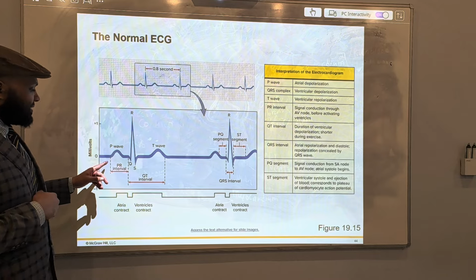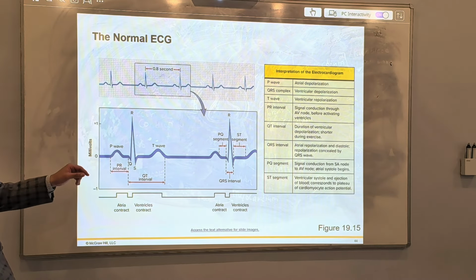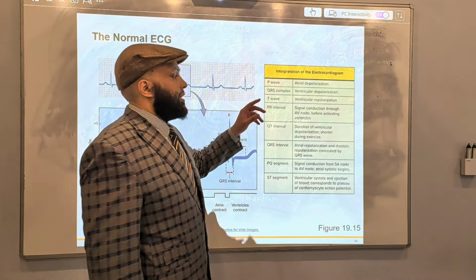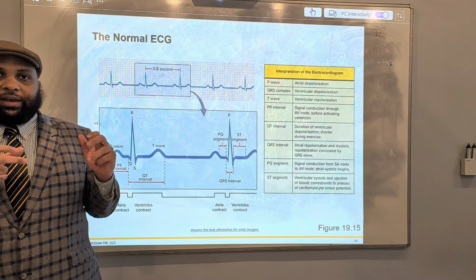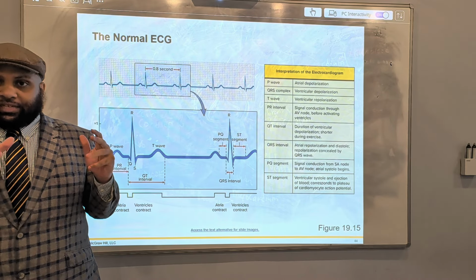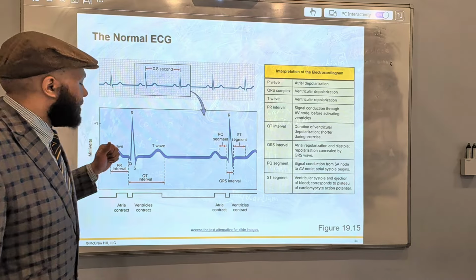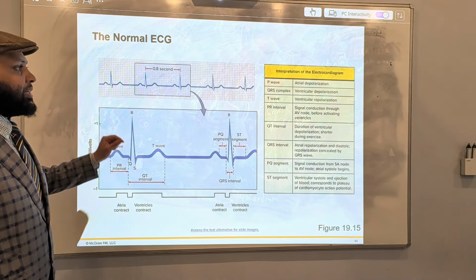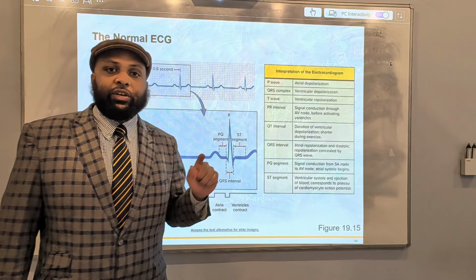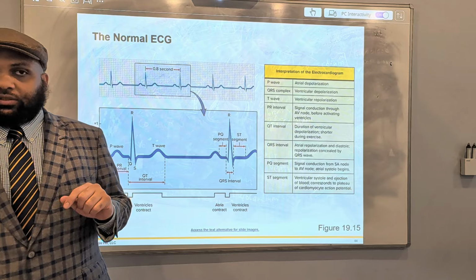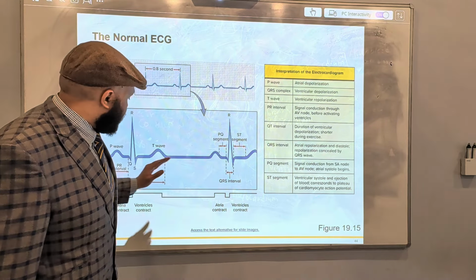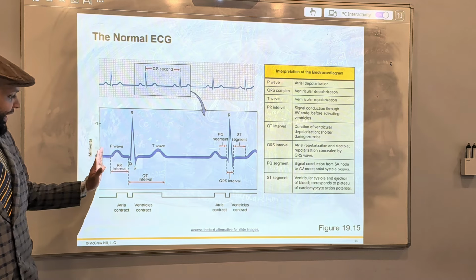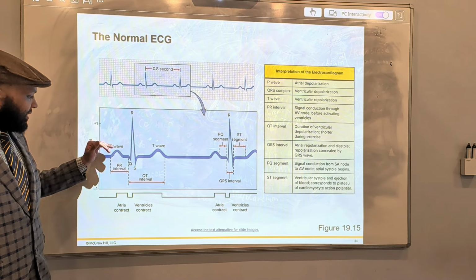You see that there's a P wave. The P wave represents the atrial depolarization, so that the atria has been depolarized. It means that they're going to contract. The QRS complex represents ventricular depolarization. You cannot have both at the same time. The first one is atrial depolarization, the P wave.